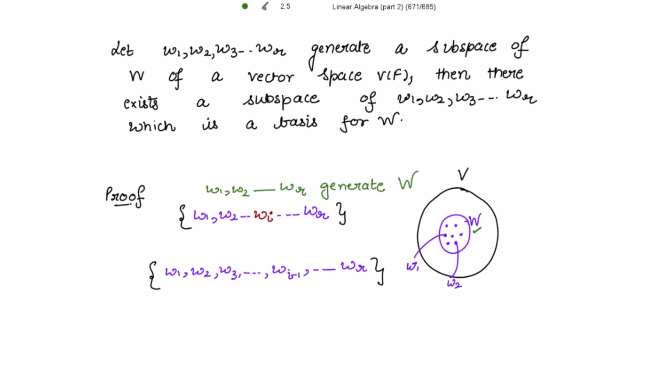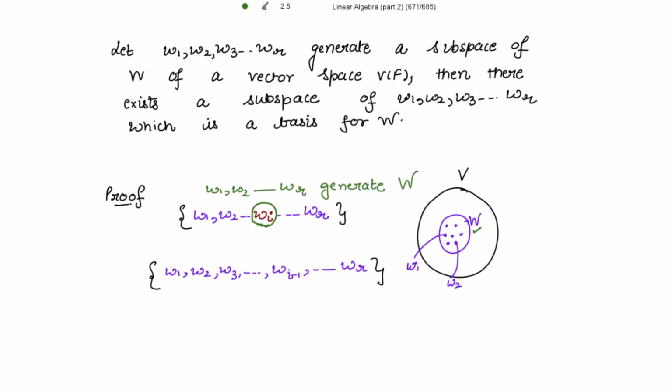Okay, if not, suppose these are not linearly independent, then there must exist some Wi which is a linear combination of the remaining Wj's. So let me remove this Wi from the set then.